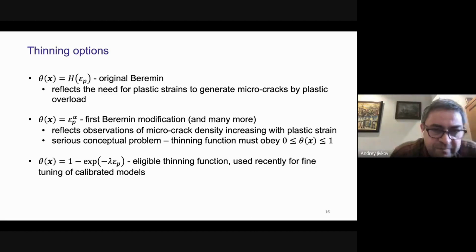That reflects experimental observations that microcrack density is increasing with plastic strain, but there is a conceptual problem, a serious one in my opinion, that it doesn't fit the mathematics. I mean, you cannot have a thinning function that can become larger than 1. And in this case, it can, because epsilon p can be quite large. There is nothing that can limit the thinning function in this case. And another one that was proposed later was 1 minus e to the power of minus lambda epsilon p. That is an eligible thinning function because it is actually limited between 0 and 1. And here you have a fitting parameter, lambda. In the first case, you have a parameter alpha.